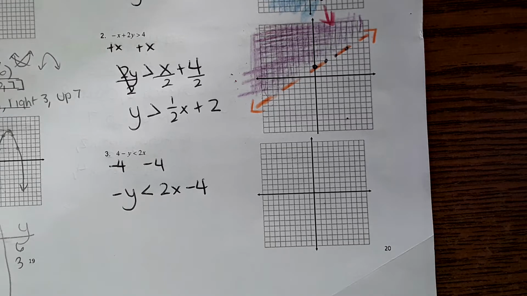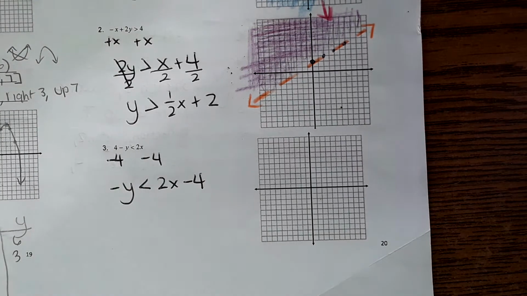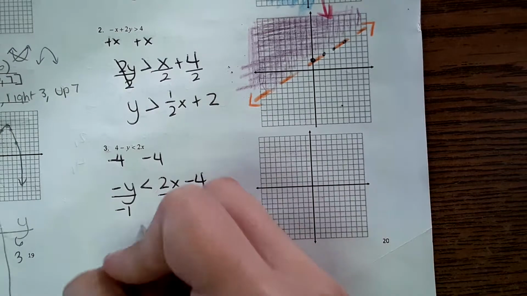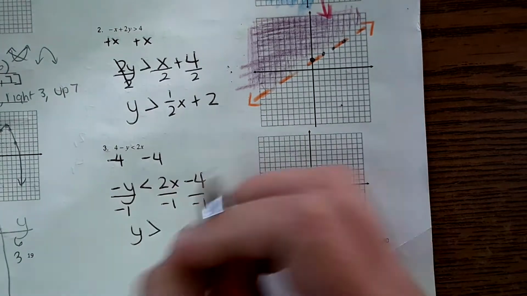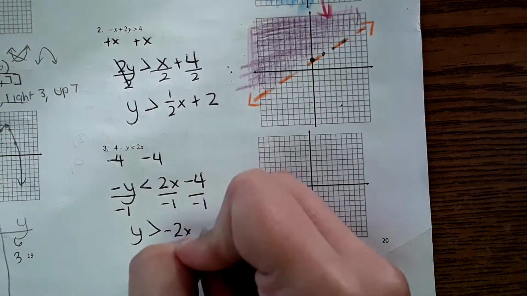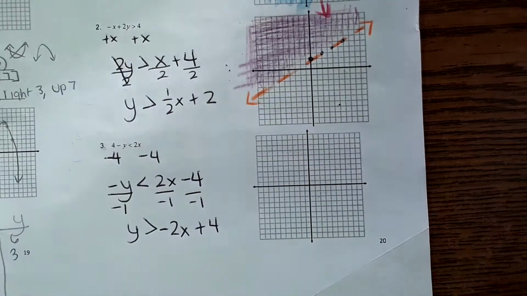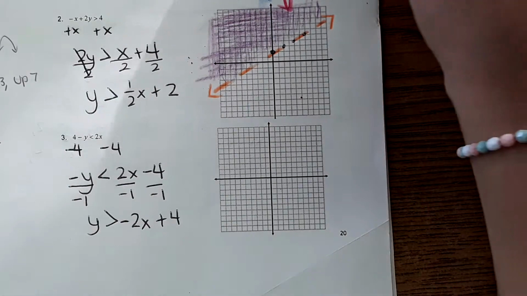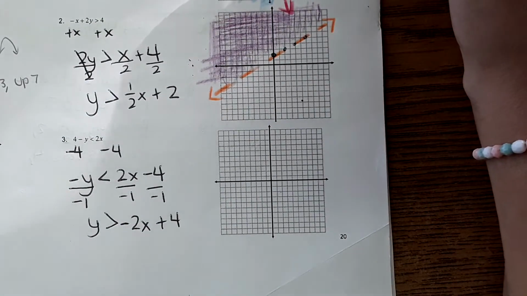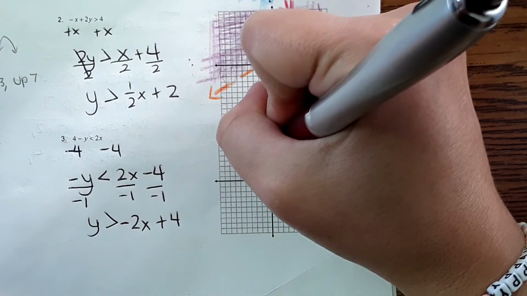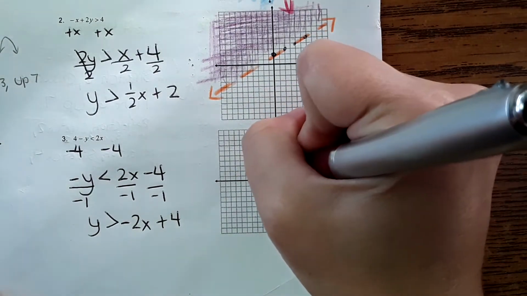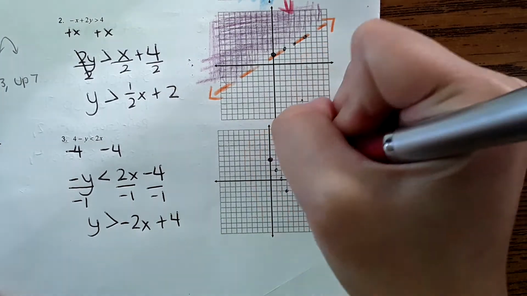And then from here, we're going to divide both sides by negative 1. And then when we do that, we have to change the sign in the other direction. So this becomes this. We get negative 2x plus 4. So then y-intercept is 4, 1, 2, 3, 4. And our slope is negative 2x, and we're going down 2 over 1. Yeah, because it's negative.